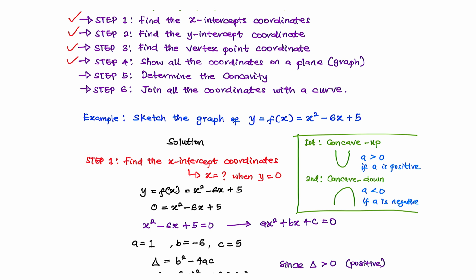Determine our concavity. We can see that A is greater than 0, which means we expect to have a concave up situation. So we've determined how our graph is expected to look. Our graph is expected to look like a U. That completes step 5. And lastly, step 6 says join all the coordinates. That is all the points that we've drawn on the graph. We need to join them together with a curve.